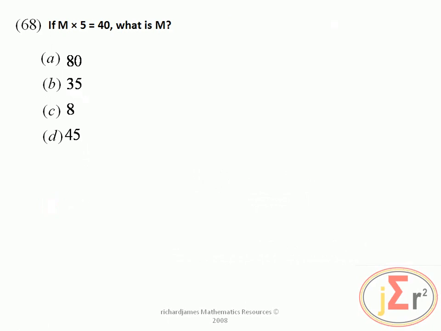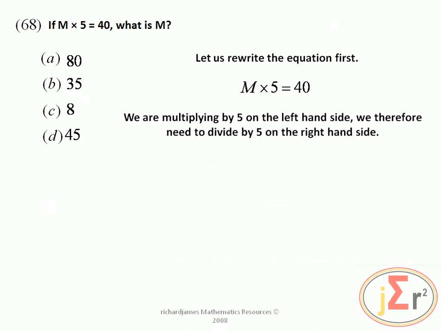If m multiplied by 5 is equal to 40, what is m? M multiplied by 5 is equal to 40. What is m? So let us rewrite the equation. We are multiplying by 5 on the left hand side. We therefore need to divide by 5 on the right hand side, because we need to strip this unknown of the accompanying number. And this number is related to m by multiplication.